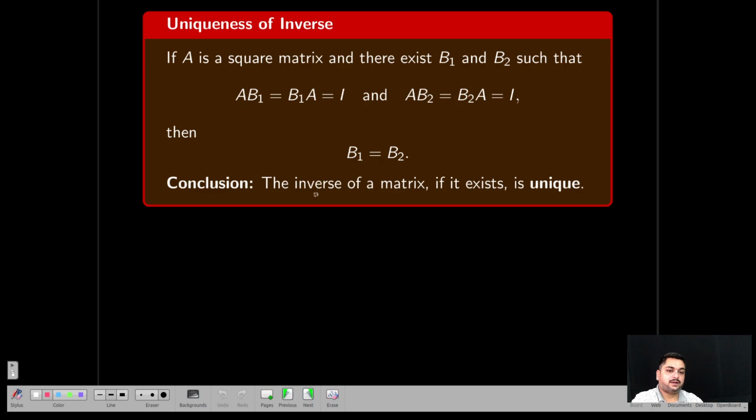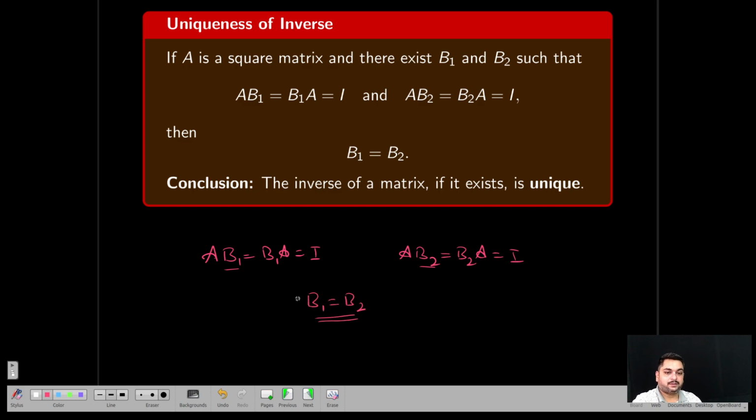This is called the uniqueness of inverse. It means for any given matrix, there is only one inverse that exists, a unique matrix that is the inverse of that. There cannot be more than one inverse of a given matrix. So let us say there is a matrix A and B1 is the inverse, then this condition should hold. And there is one more matrix, same matrix A, and B2 is another matrix, and to be the inverse, this condition should hold.